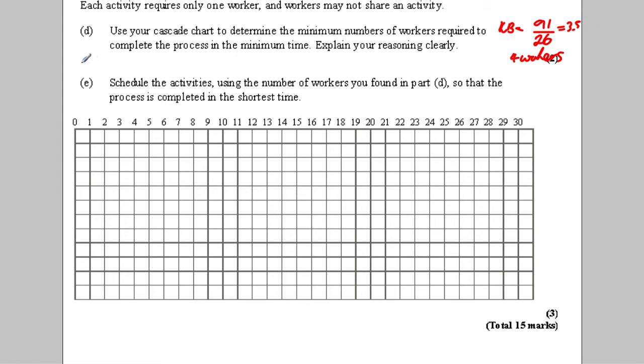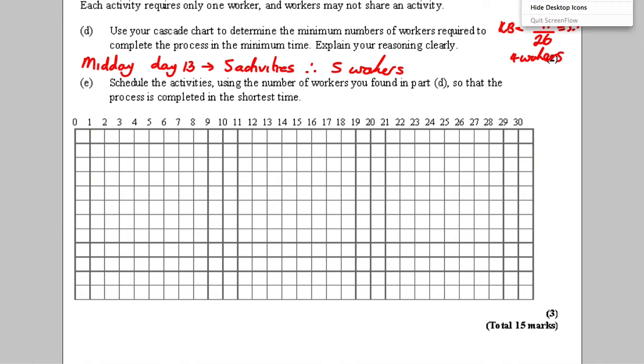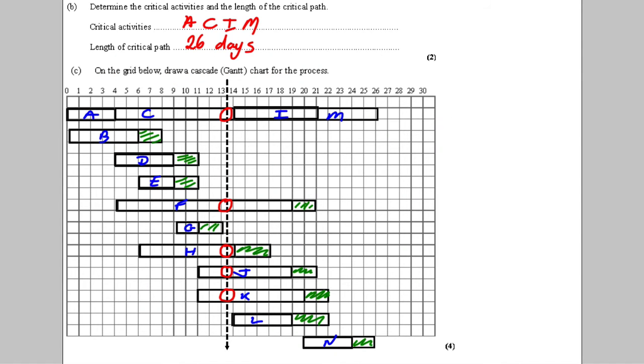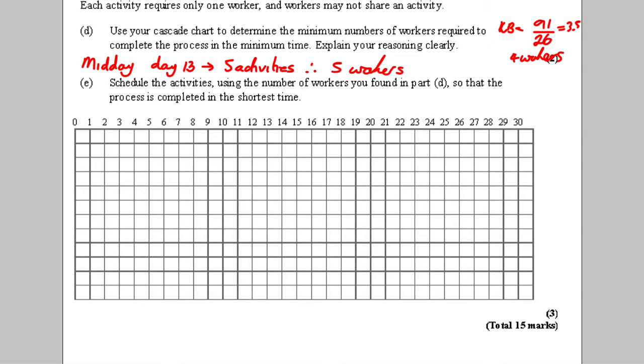So what I could say is midday, day 13, 5 activities, so therefore 5 workers. That's what I could state as my answer without scheduling. I should state them, I should say it's C, F, H, J and K. Now it says schedule the activities using the number of the workers you found in part D so the process is complete.